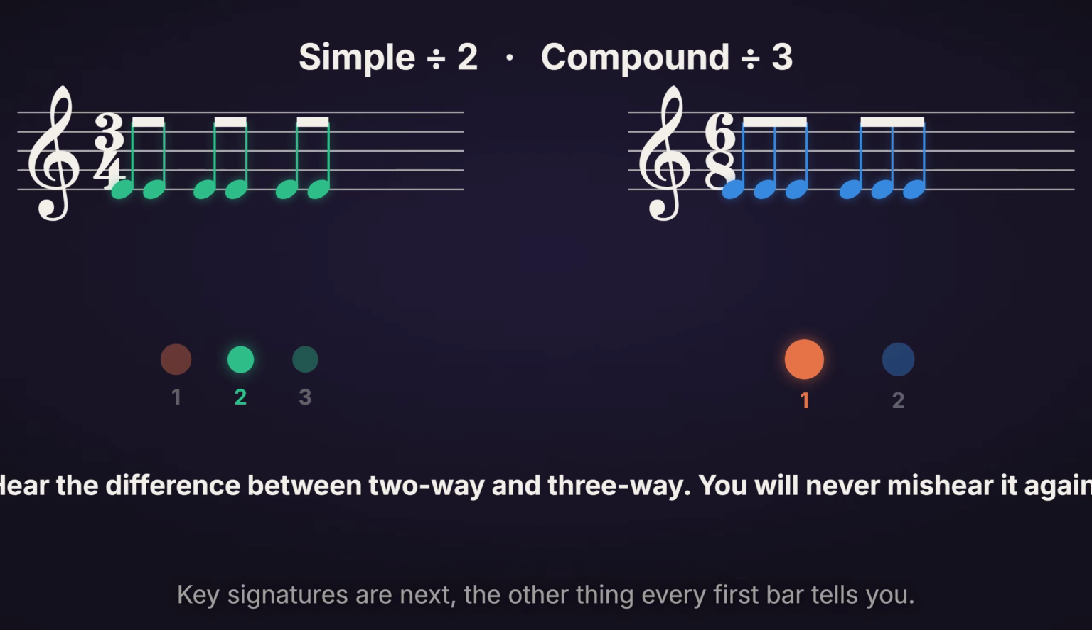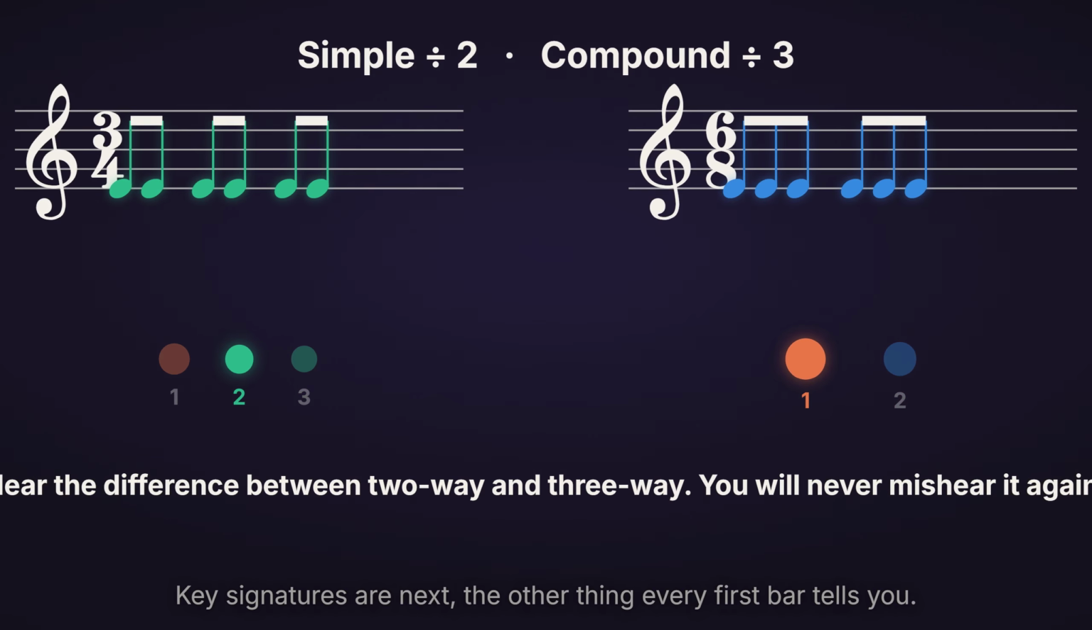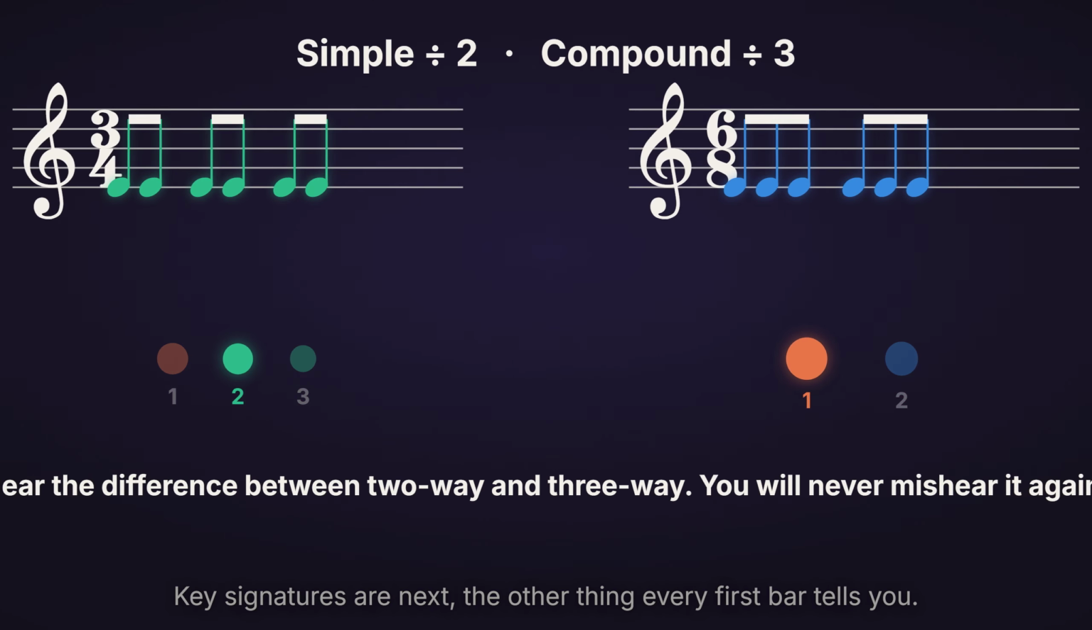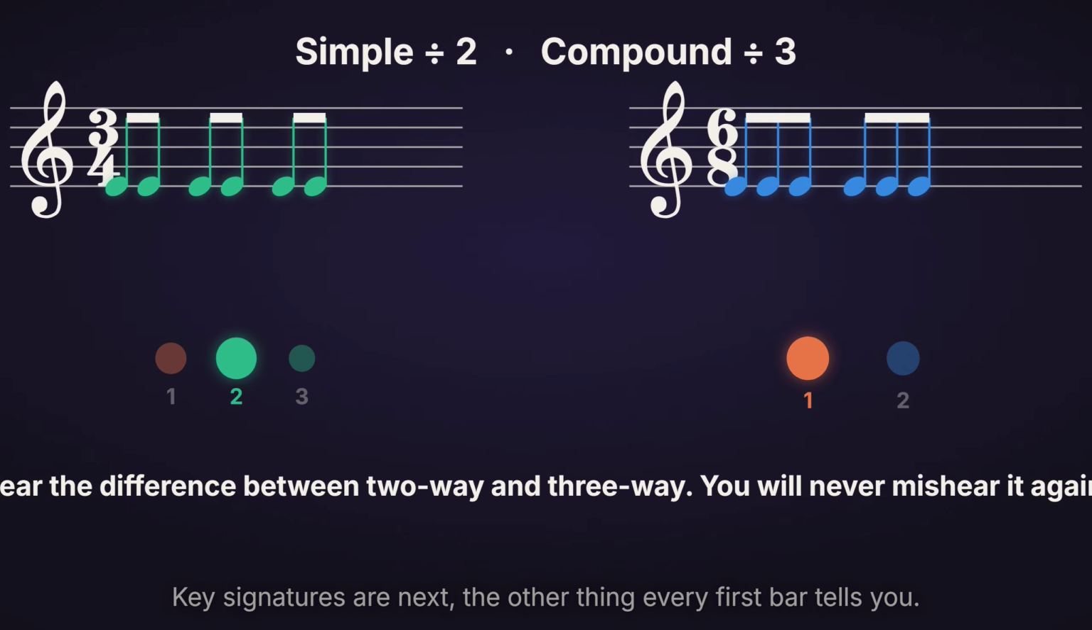The next topic in this series is key signatures. Just as the time signature tells you how beats are grouped, the key signature tells you which pitches are home and which are altered. Together they give you everything the first bar of a piece tells you before a single note sounds.